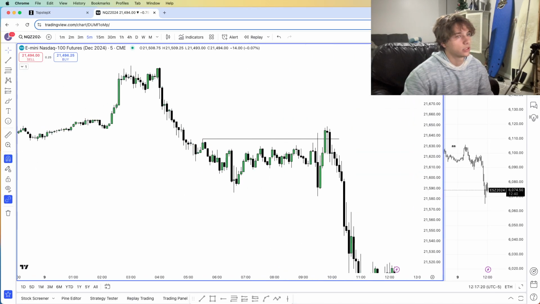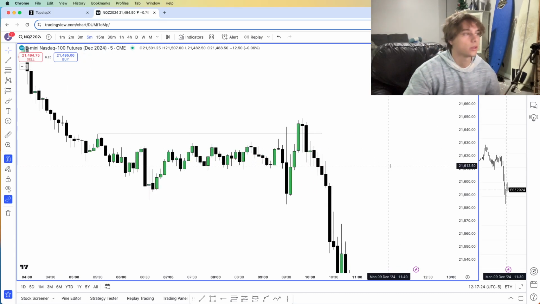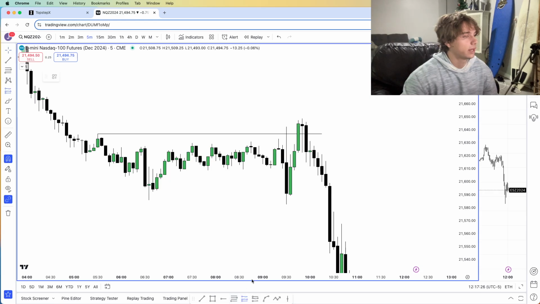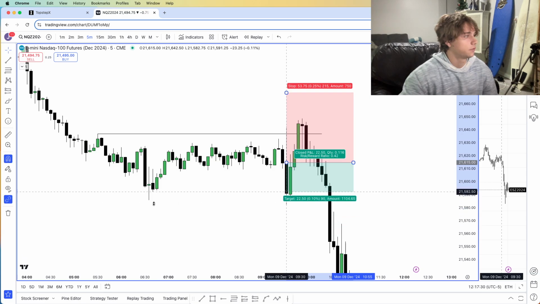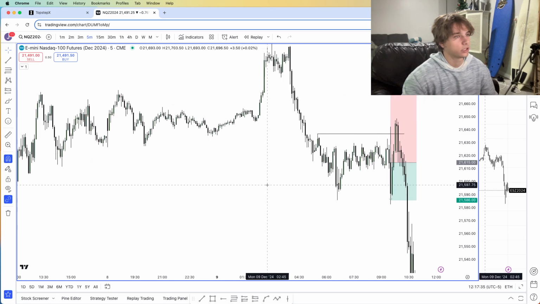We actually had a cool little setup right off open. I didn't personally indulge in it because I don't like taking setups right off open, but we had a 5-minute inversion right here. If you target this low, that would be good. That's probably where you go break even and scale some. If you were targeting this lower, you get stopped out.